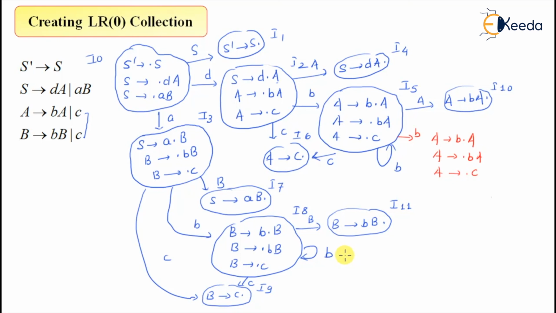This is your collection, and how many states does this collection consist of? I0 to I11. Okay, I0, I1, and up to I11. Let's just number them: 0, 1, 2, 3, then 4, 5, 6, 7, 8, 9, 10, and I0 to I11. This is your canonical LR0 collection. Okay, so that's all for this example. Thank you.